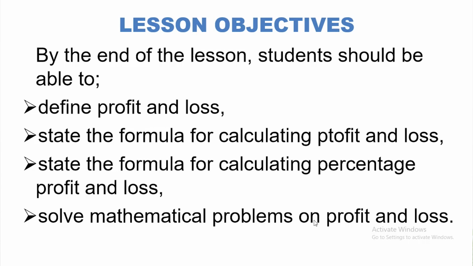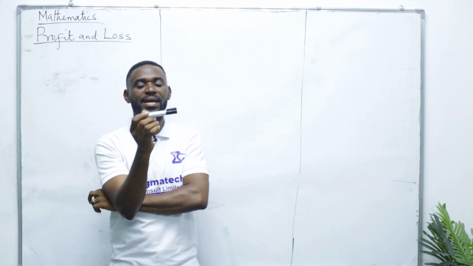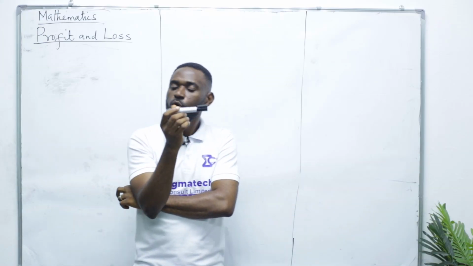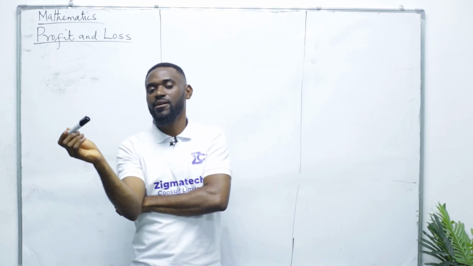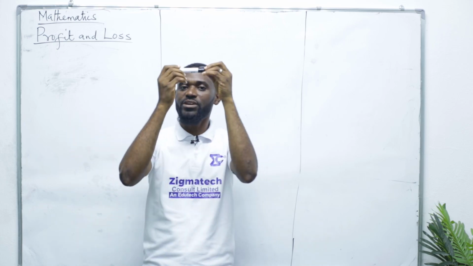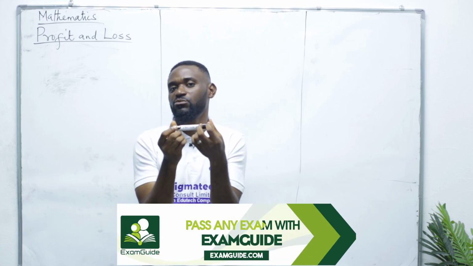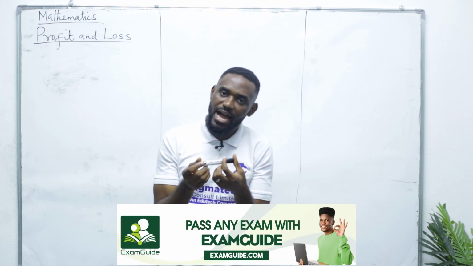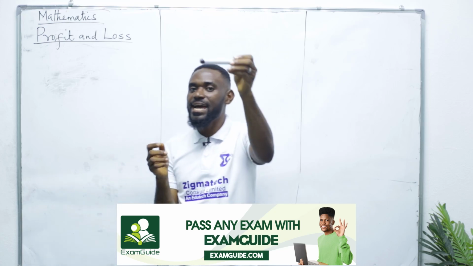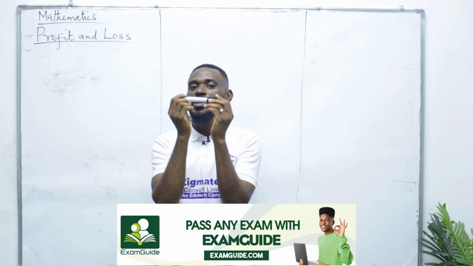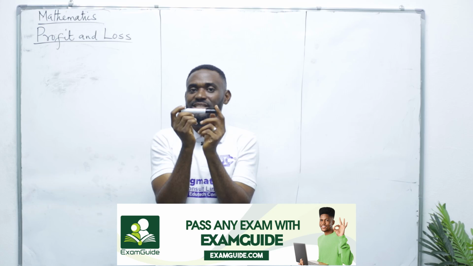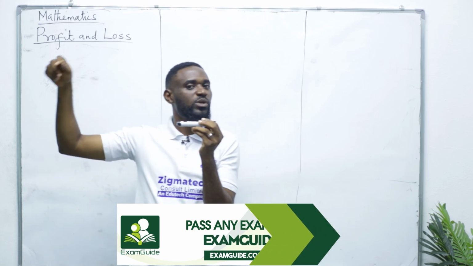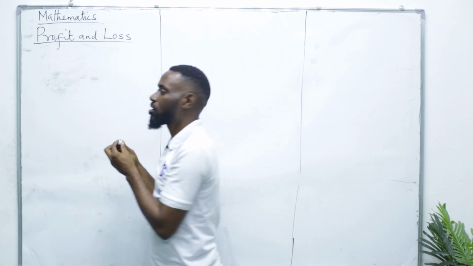Do you understand? Let's take, for instance, this marker pen, I sell it for 120 naira. Remember, I bought it for 100 naira. Now I'm selling for 120 naira. It means that I have an additional 20 naira to the 100 naira I bought this pen with. It means that that additional 20 naira is my profit.